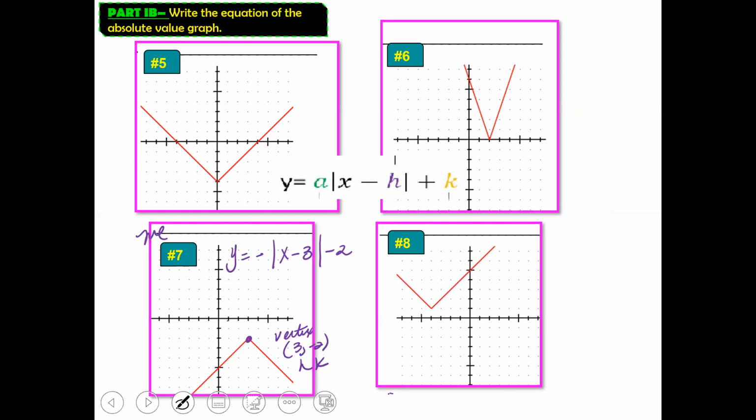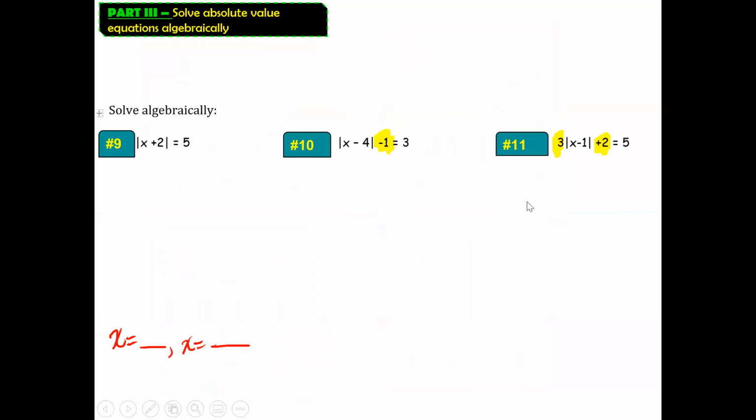Now that I did that one, I want you guys to do number 5 on your own, number 6, and number 8. Pause the video. All right, third part of your quiz is when you're solving this algebraically, just like the warm-up that we just did. So go ahead and pause the video and solve for this.